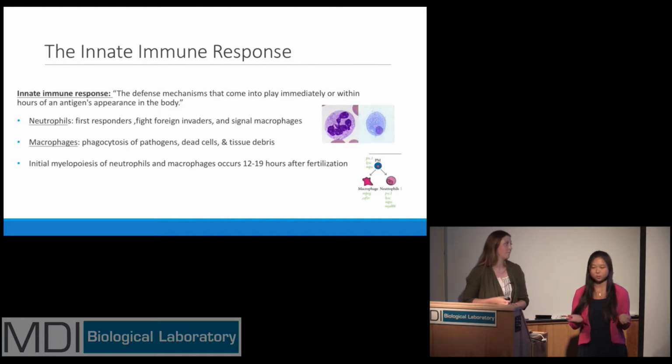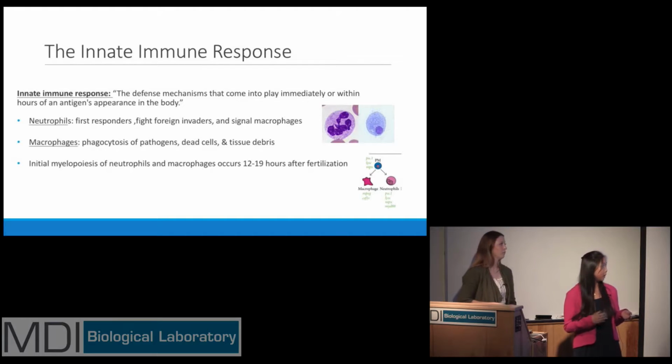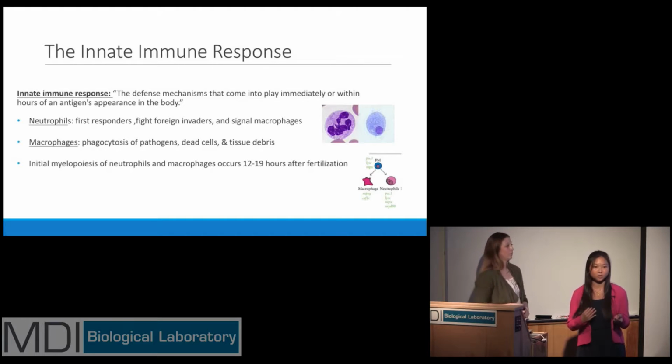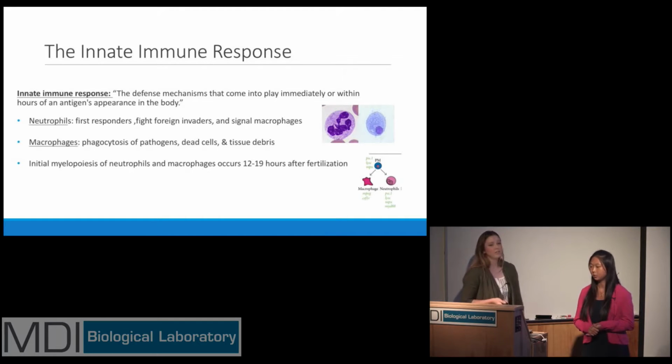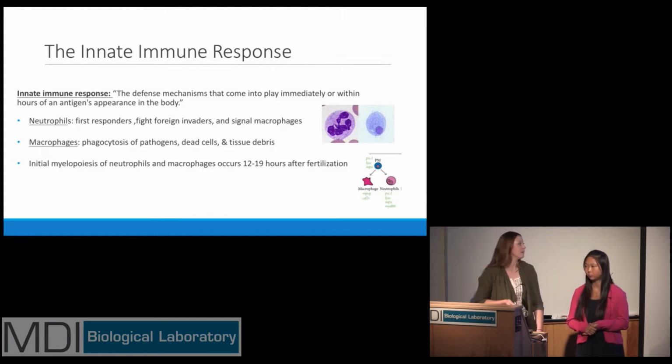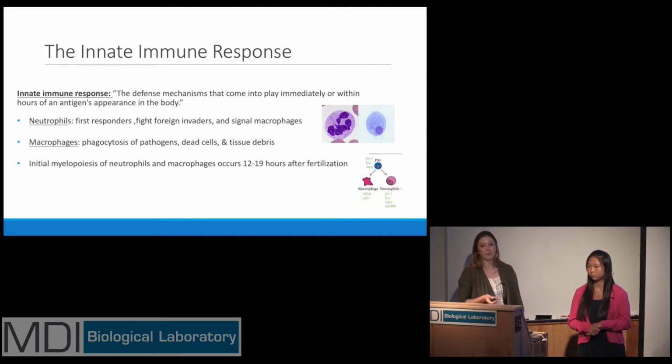So what are neutrophils and macrophages? Neutrophils are the first ones to respond. They're the first to fight off any invaders, and they are the ones that signal macrophages to come to the wound site. And macrophages are the ones who engulf pathogens, dead cells, and tissue debris. The reason we chose to look at macrophages and neutrophils is because their initial myelopoiesis, or formation, occurs between 12 to 19 hours after fertilization.